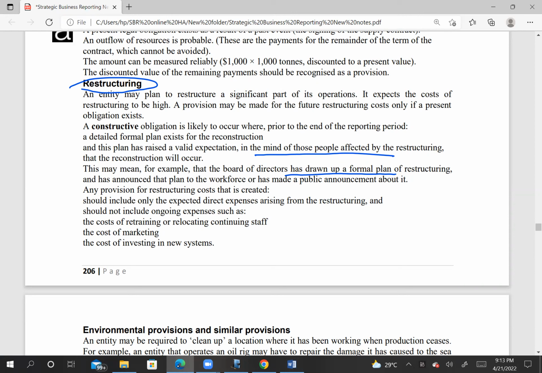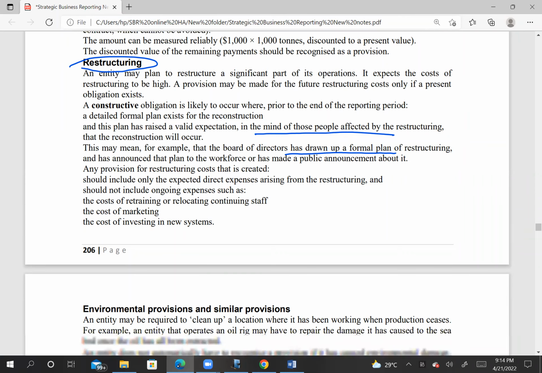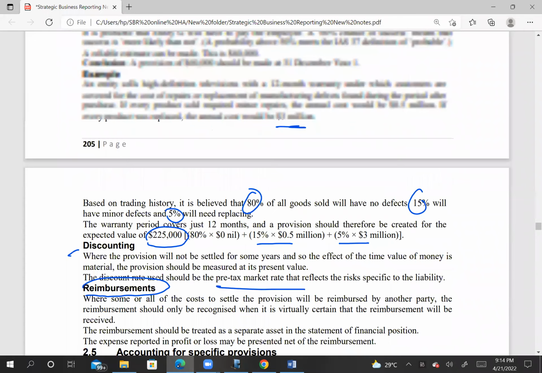But keep one thing in mind, that in case of restructuring, the provision for future operating costs will not be recognized. For example, provision for training the staff, marketing, advertisement, investment in a new system, updating the assets will not be recognized. But a provision of redundancy cost or legal cost, which is an unavoidable cost, will be recognized. Okay.